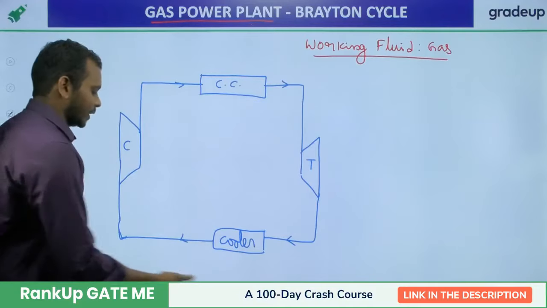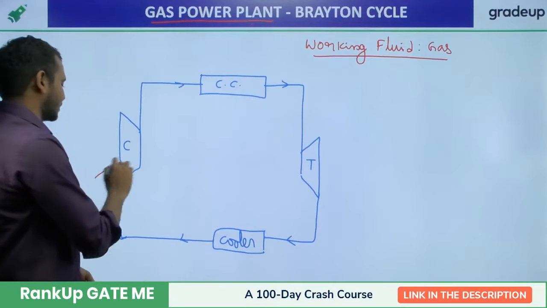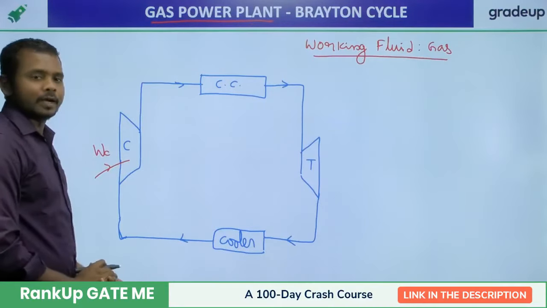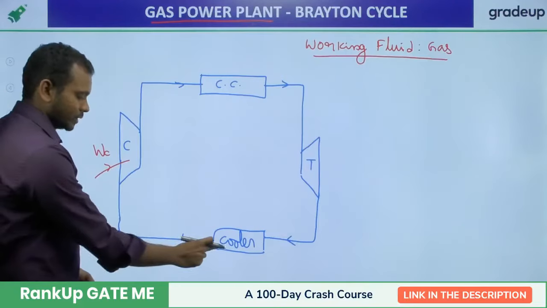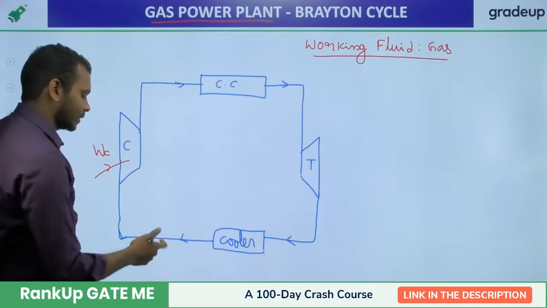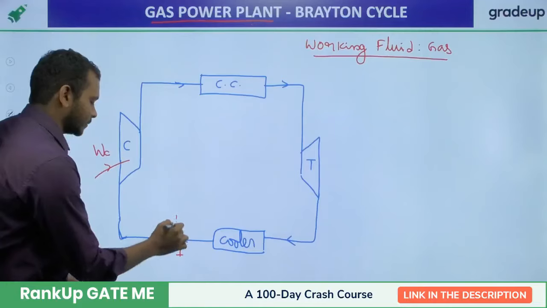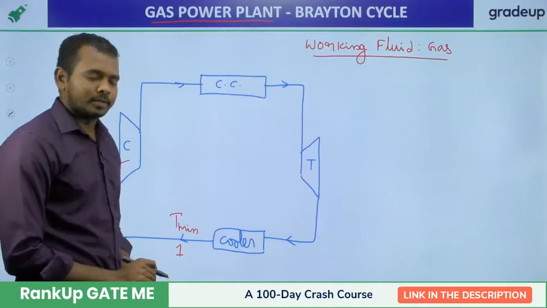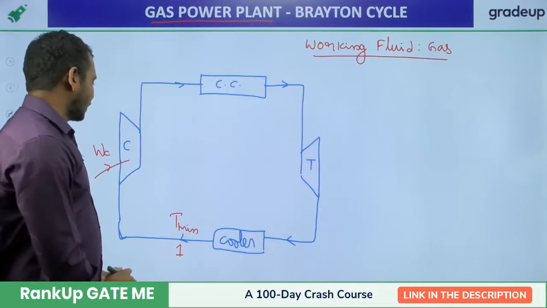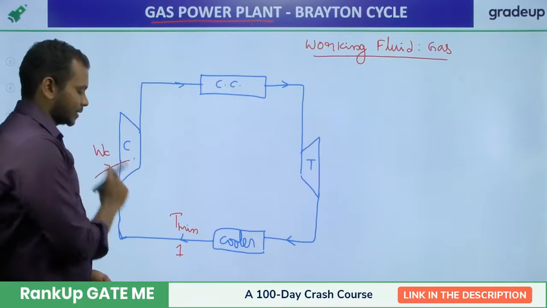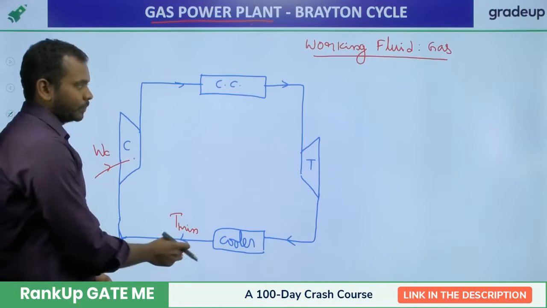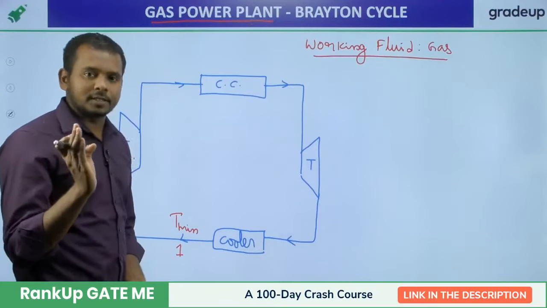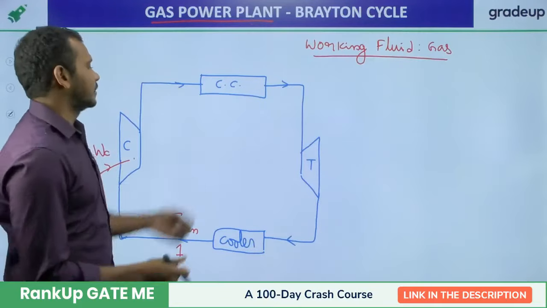Initially, we supply some work to the compressor, that is WC, so that the compressor starts running and takes gas from the cooler. At the exit of the cooler, the gas will be at the minimum temperature, the lowest possible in the cycle, so it is cool gas. The compressor increases the pressure of the gas from the cooler pressure to the combustion chamber pressure.